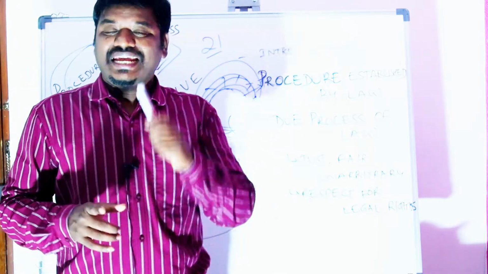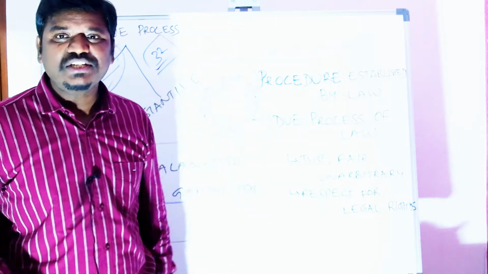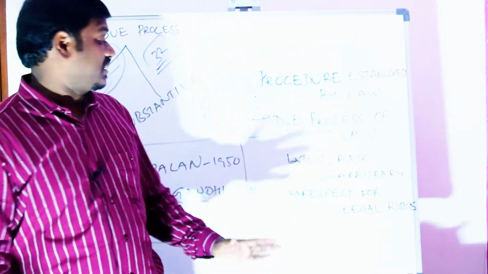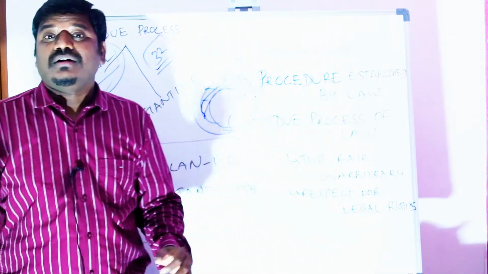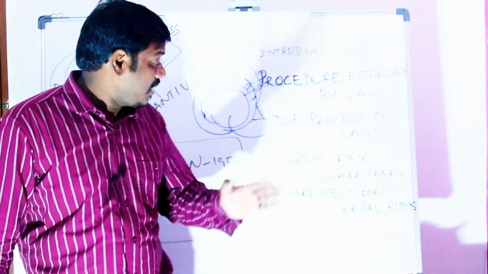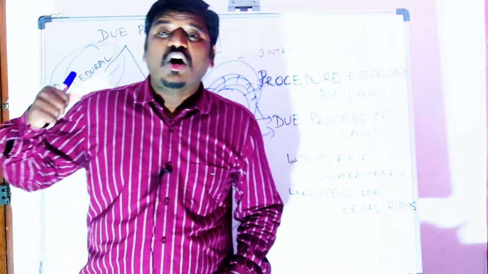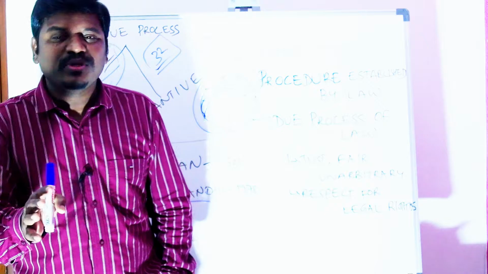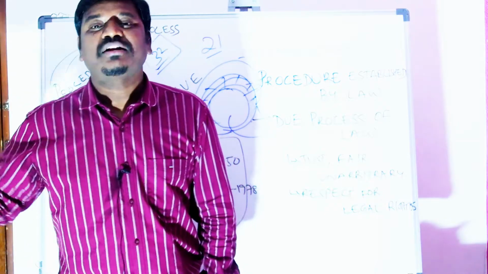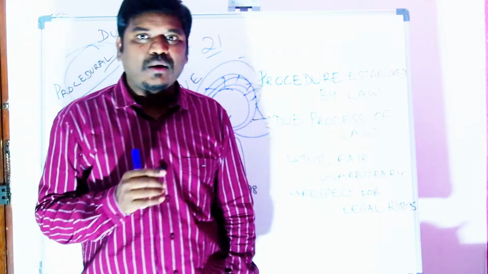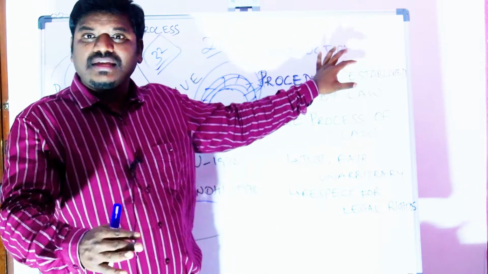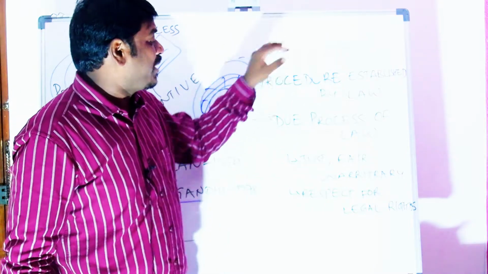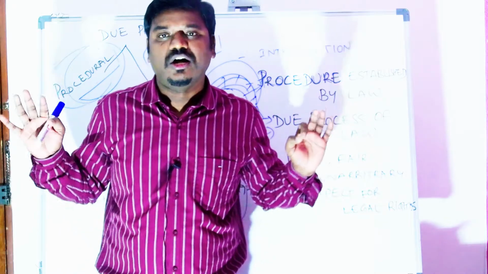In that judgment, the court moved from the principle of procedure established by law to due process of law. It said that whatever the procedures established, they should be just and fair, they should not be irrational or arbitrary, and they should not be oppressive and repressive. This was really a landmark judgment which needs to be discussed separately. However, what happened in our Indian judicial system is that we have moved from procedure established by law to due process of law. Clear?